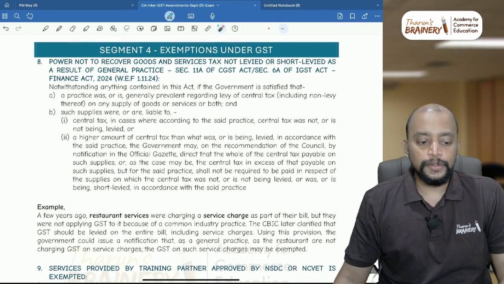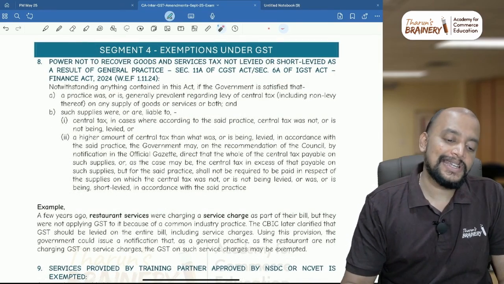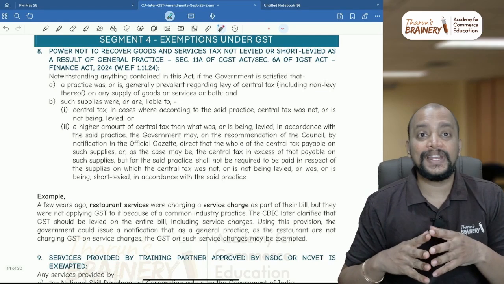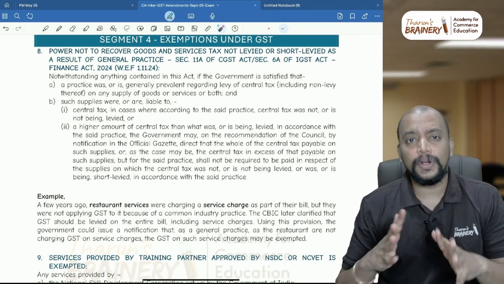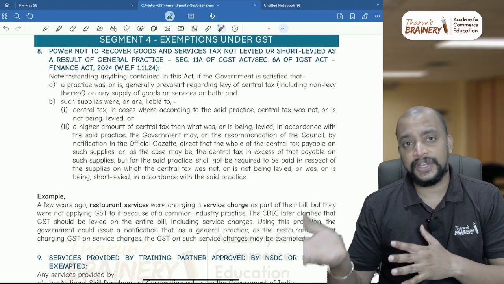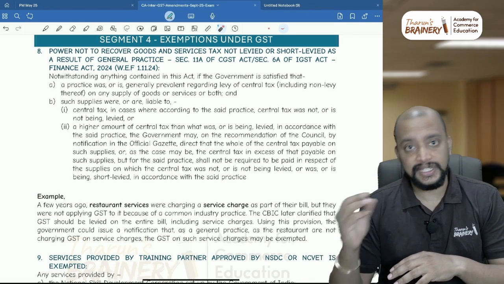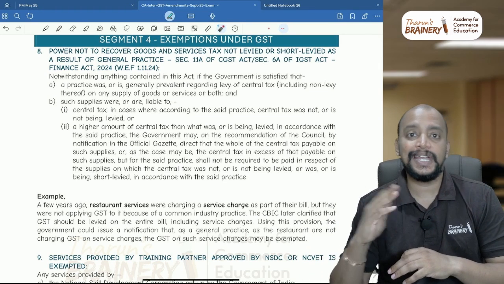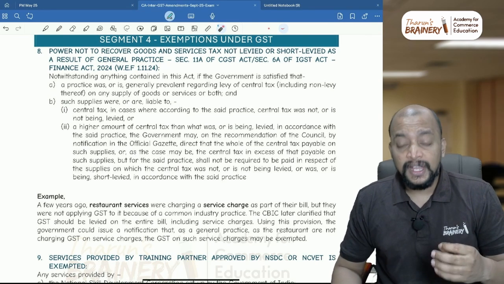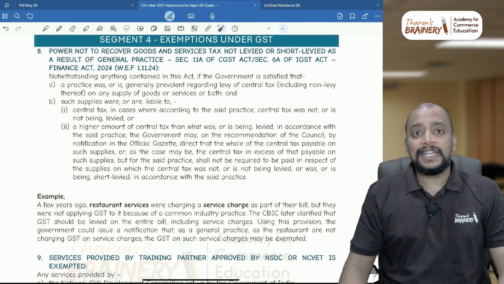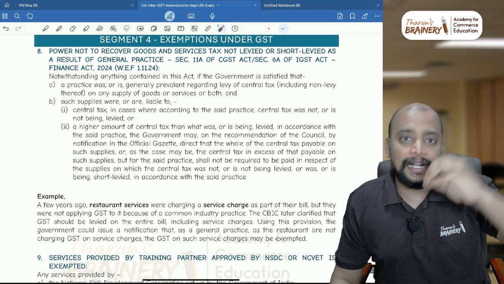Now we are moving on to exemptions under GST. In this exemptions under GST, there is one section, that is section 11A of CGST Act. Whatever is there in 11, the corresponding section for IGST Act is section 6. Section 6A of IGST Act, 11A of CGST Act. That is power not to levy GST as a past general practice.